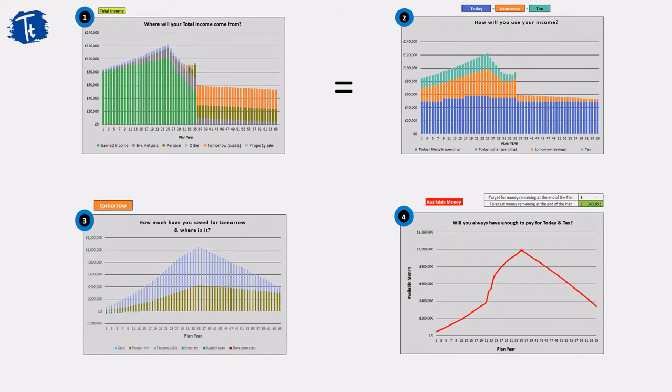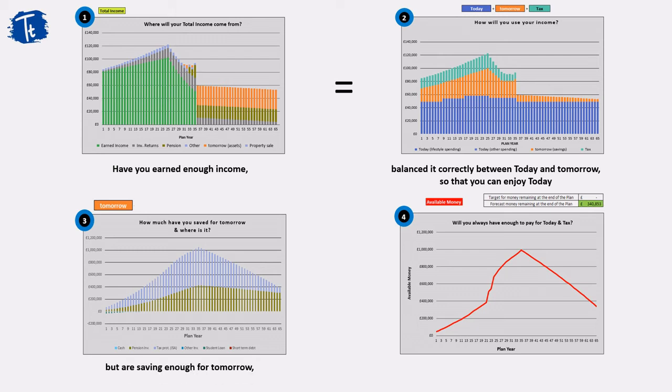We've so far considered each graph individually. Let's now look at how they combine to help you answer the today and tomorrow question. Graph 1, have you earned enough income? Graph 2, balanced it correctly between today and tomorrow so that you can enjoy today. Graph 3, but are saving enough for tomorrow. And in Graph 4, so that you will always have enough to pay for today and tax in every year of your plan.